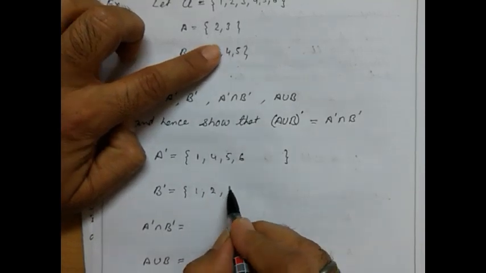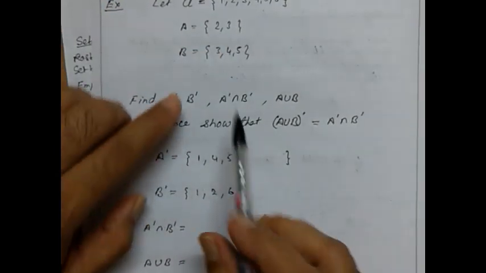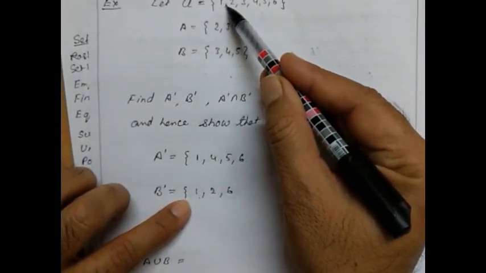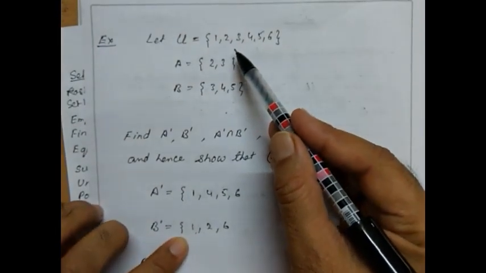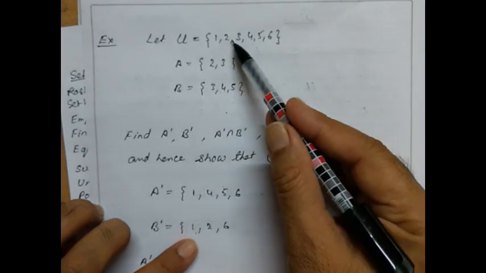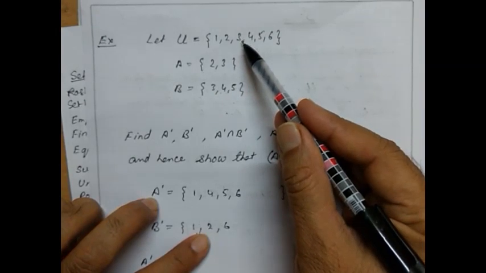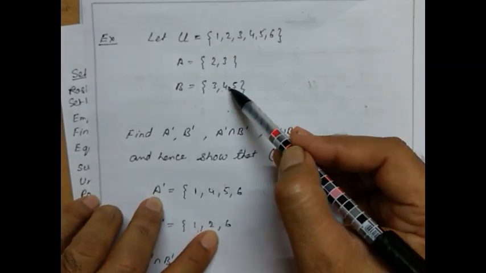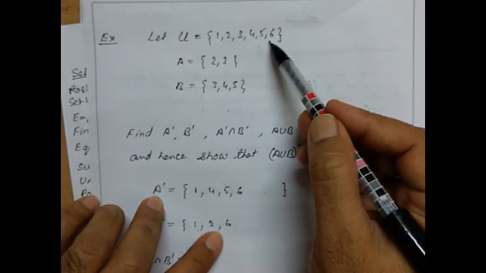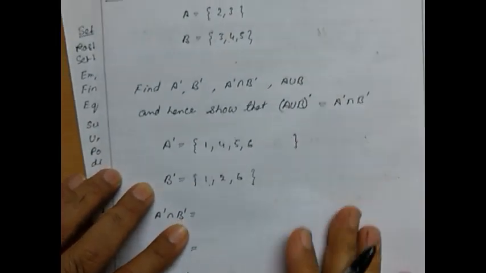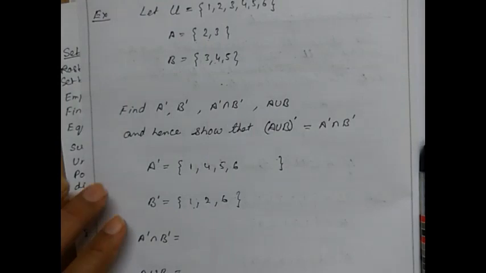Then we will have 6. You see, 1 is not present here, but it is present in the universal set, isn't it? 2 is not present here, present in the universal set. 3 is present here, but we will not write it down. 4 is present here, 5 is present here, 6 is not present here, so we will write it down. B complement is this.